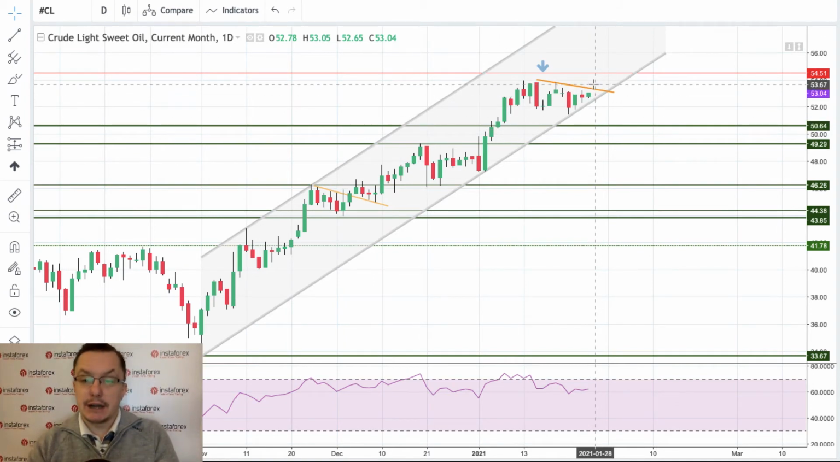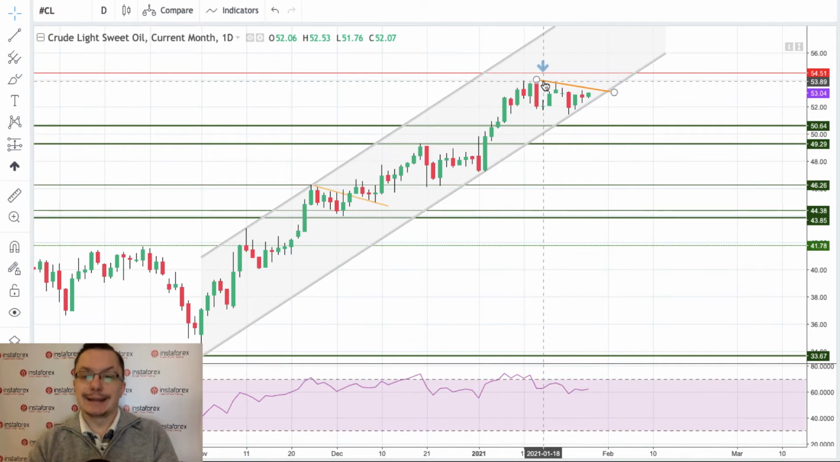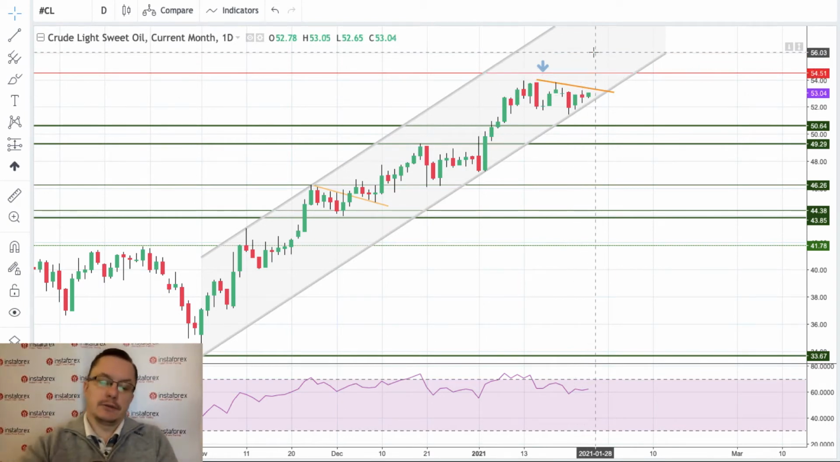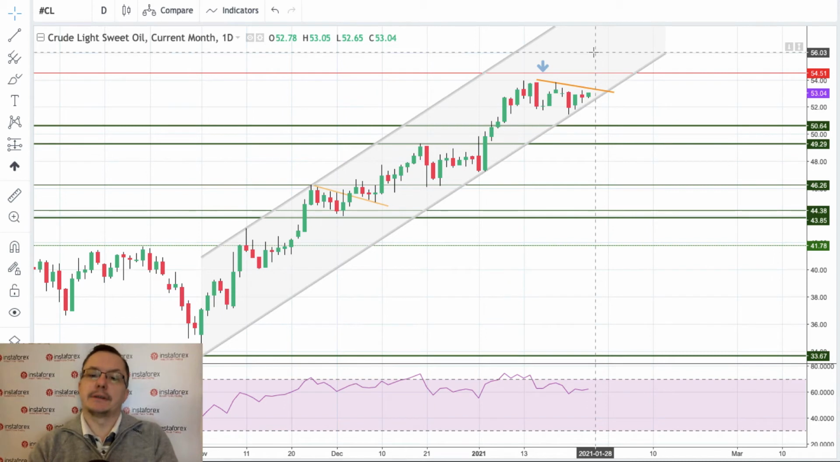If there's a breakout higher, nice daily candle will close above trend line and then above this local high at 53.89. Then of course the target is 54.51, and then we will see. Right now we are consolidating, so the further targets for the bulls will be posted as soon as there is a test of 54.51.